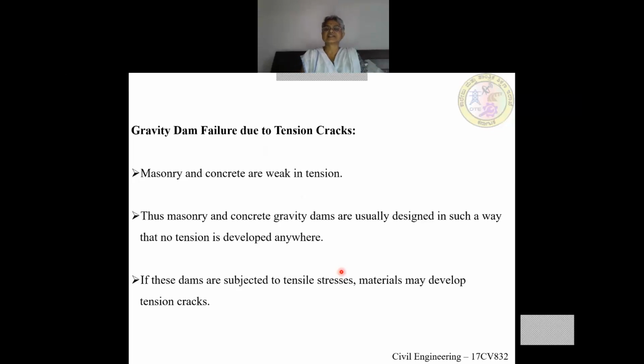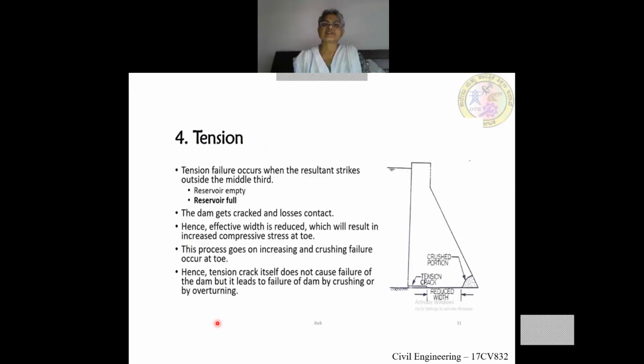If there are cracks, seepage will take place, and further there will be failure of the dam. If these dams are subjected to tensile stresses, materials may develop tension cracks. So we should not allow any tension in the dam. This is how the tension cracks will develop at the heel. At the heel, tension failures occur when the resultant strikes outside the middle third.